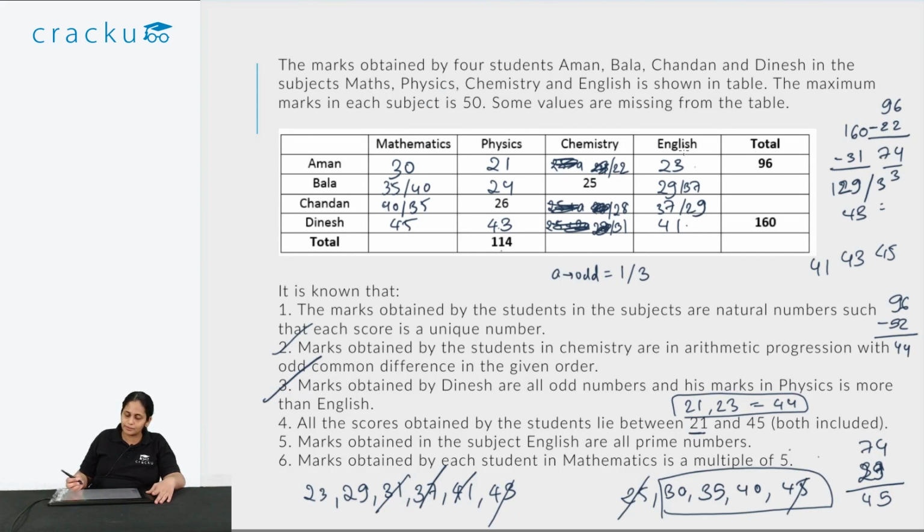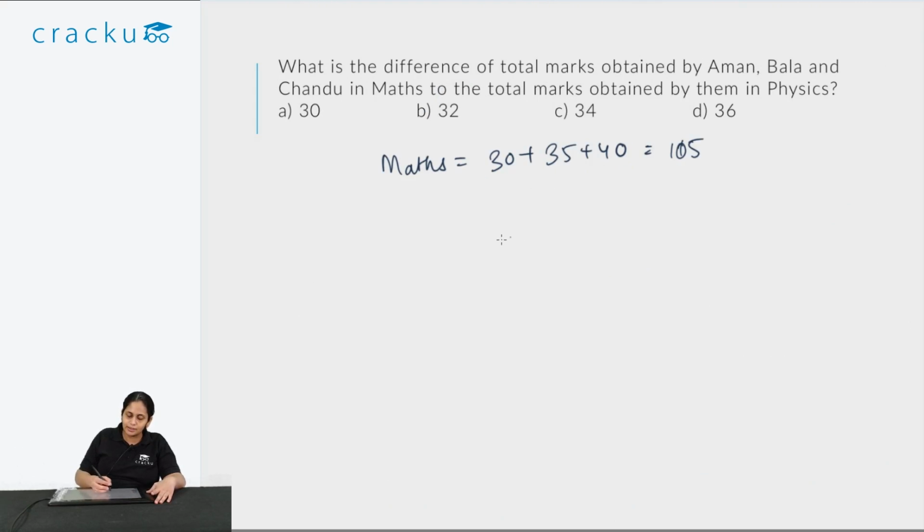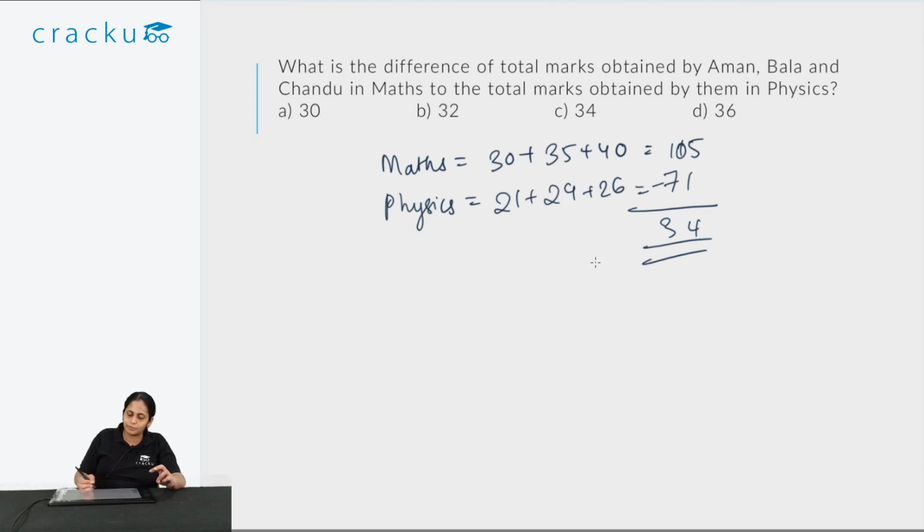And in physics, what is the value? Physics I know for sure, so this is 21, 24, 26. So this is 50, this is 71. So what is the difference? 105 minus 71, so this is 34. So what is the difference of marks obtained in maths to the marks obtained in physics? That is option C, 34.